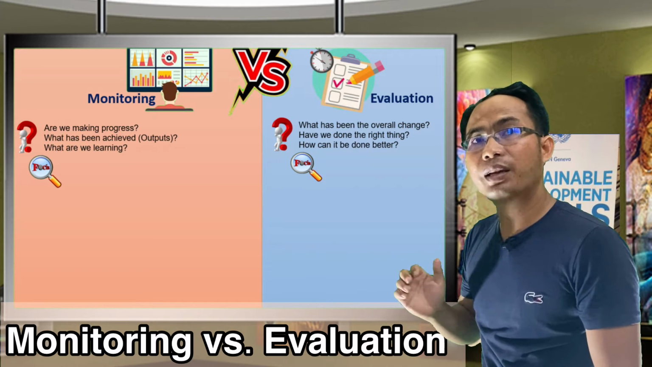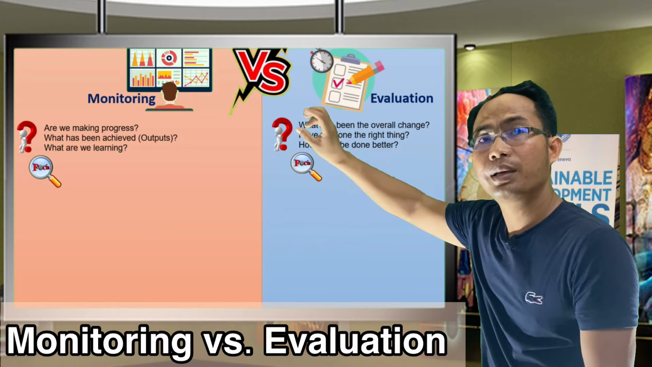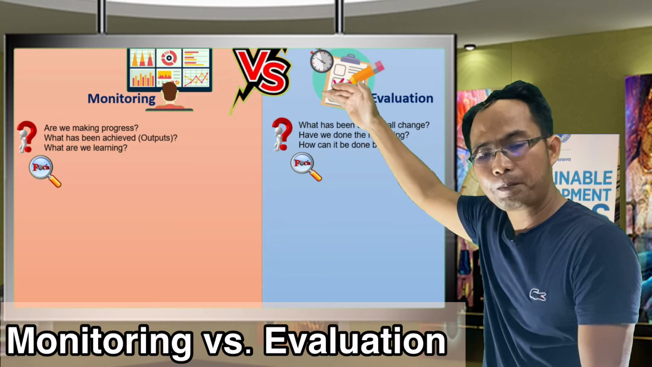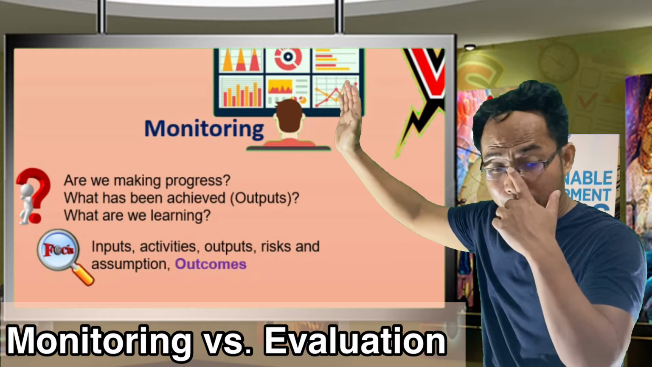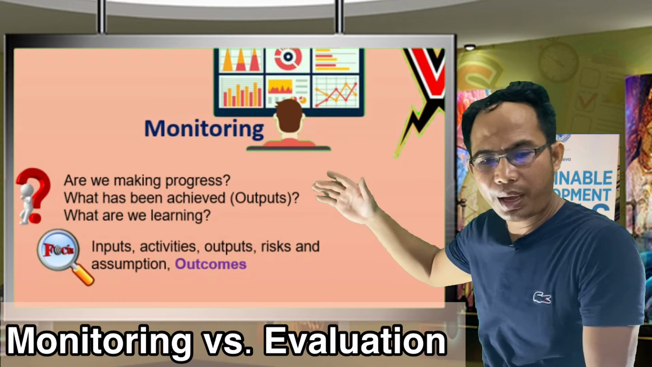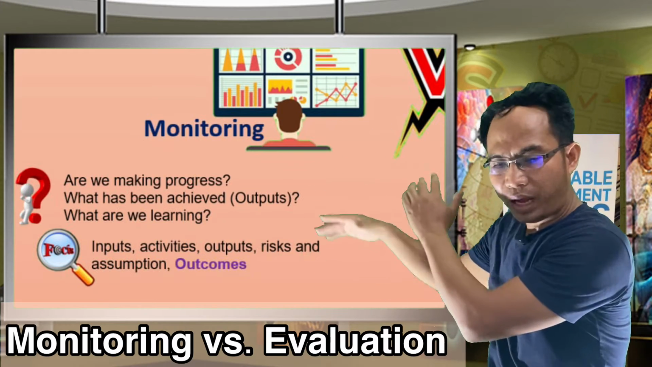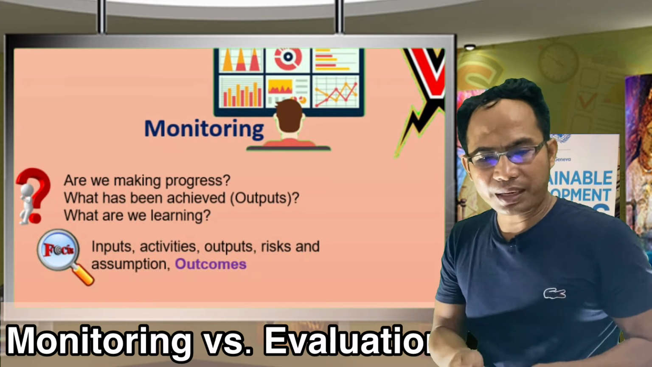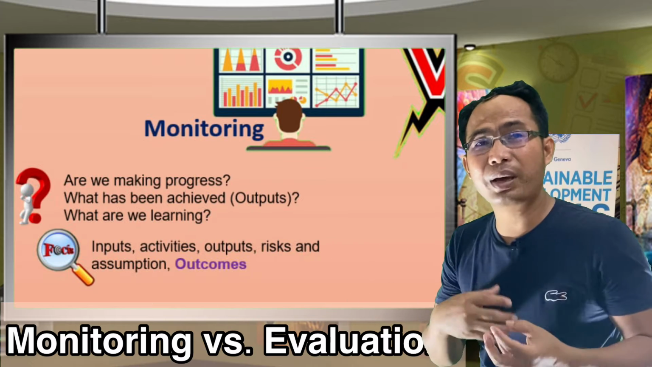So next is about the key focus. The key focus here is significantly associated with the questions above. You can see here on the monitoring side, since the question is more focused on the progress and achievement of the output, the key focus that we will look at is just inputs, activities, outputs, and somehow we also look at the outcomes.